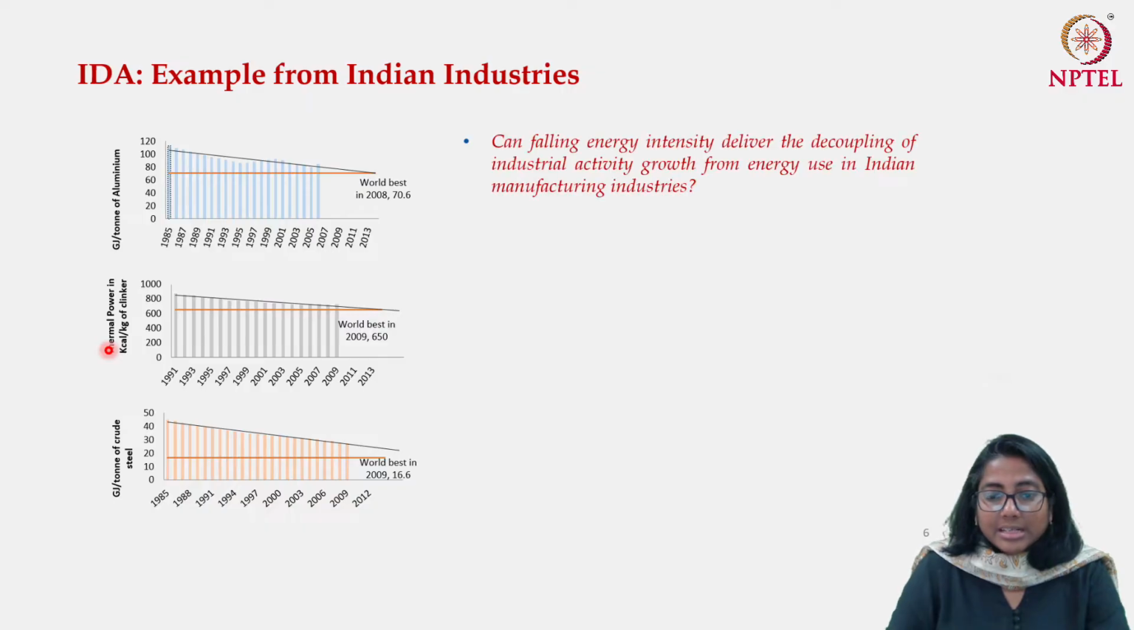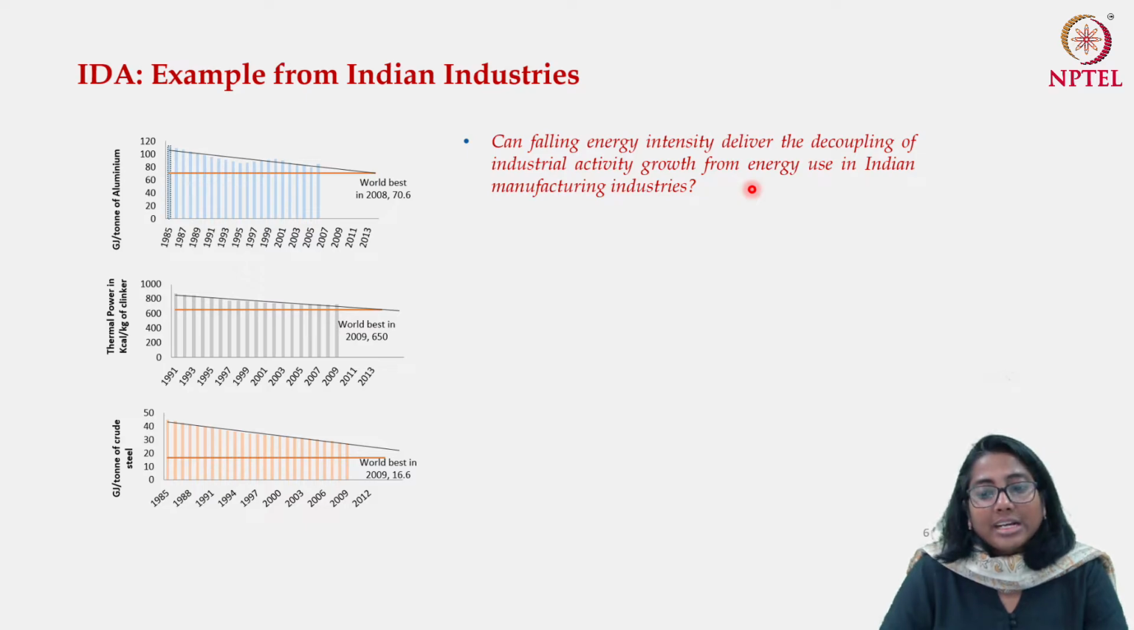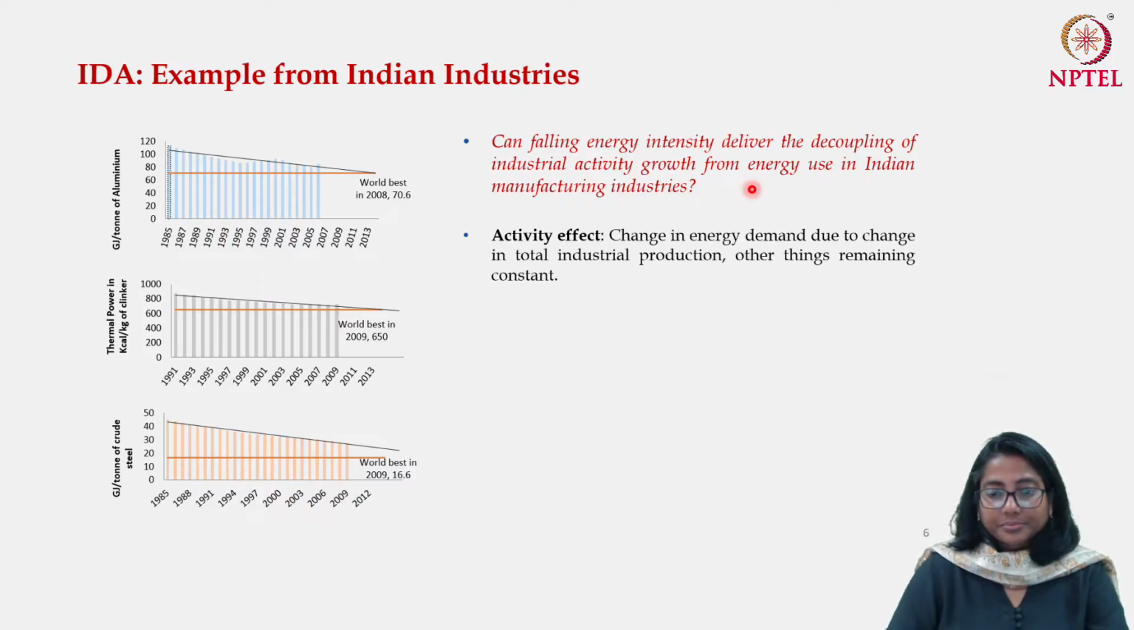So the question that we ask is that, okay, we understand that there is a fall in the energy intensity, which will definitely reduce the energy demand, but can this falling energy intensity deliver the decoupling of energy activity growth from energy use in Indian manufacturing industries? We understand that due to one source there is a decline in energy demand. However, what is the role of the activity effect and what is the role of the structural effect? This is the question that we are trying to address here.